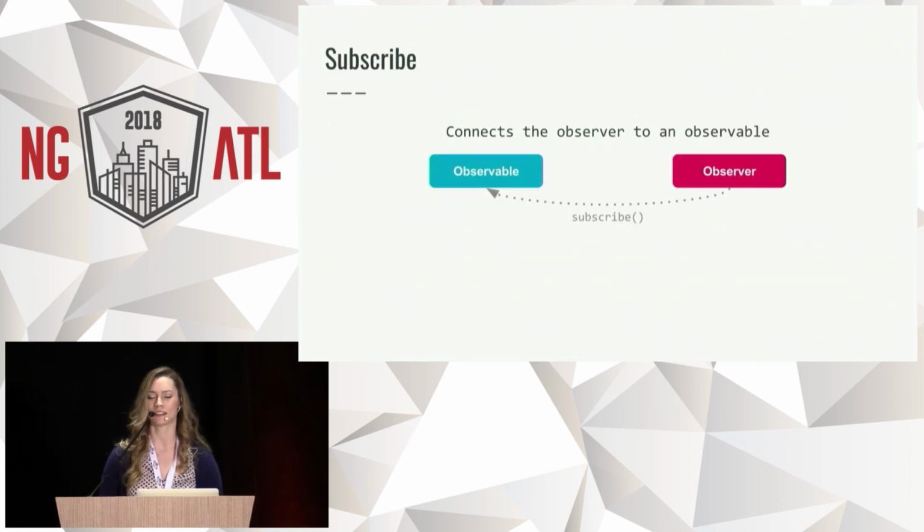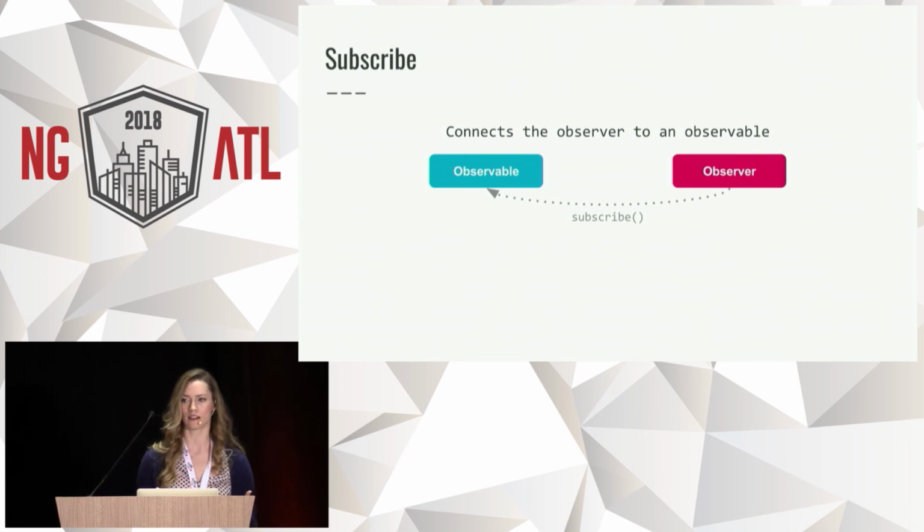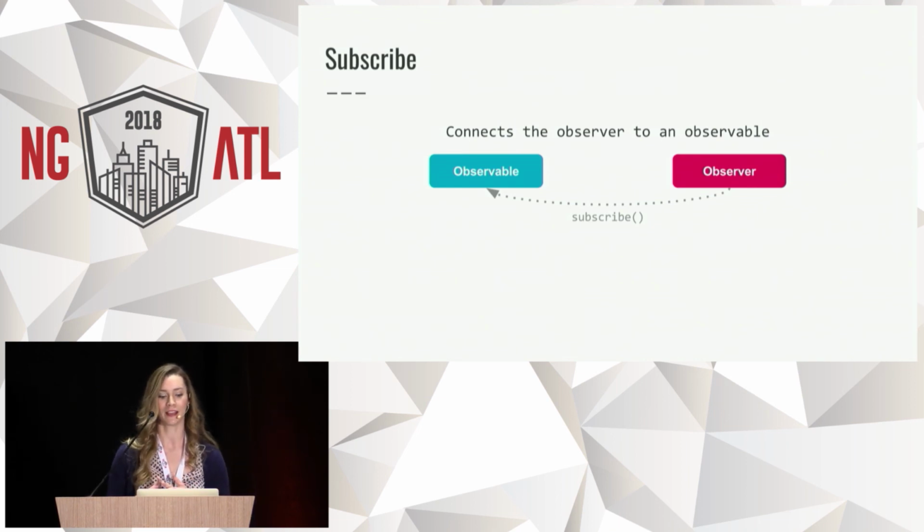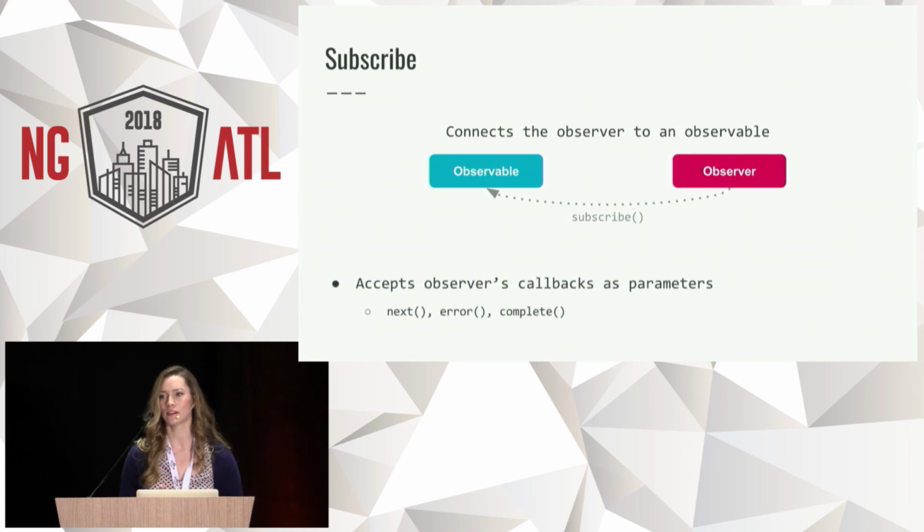Subscribe is how we connect an observer to an observable. Subscribe is so important because without it, our observable won't really do anything. So I would like to think of an observable as a function. When you have a function, you need to call it to execute it. So by calling subscribe, we execute our function, which is our observable. Subscribe will accept 3 parameters. They're not required, but they're very important. And these parameters are the observer's callbacks. And those are how we react to the observable.